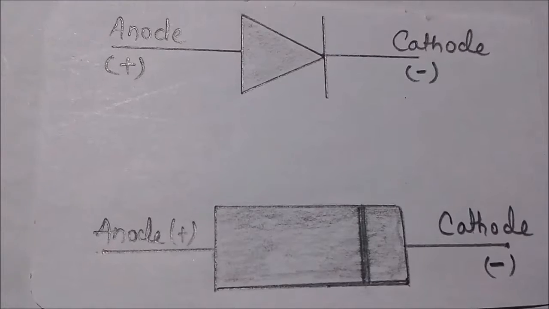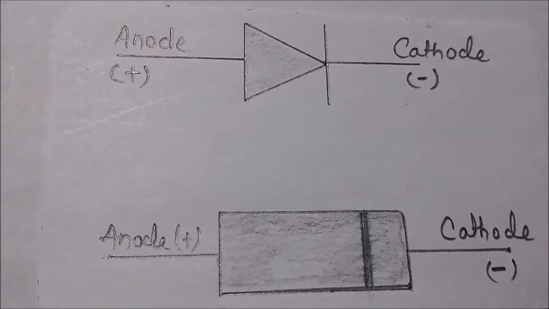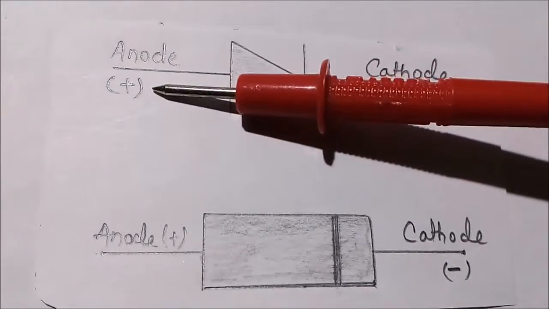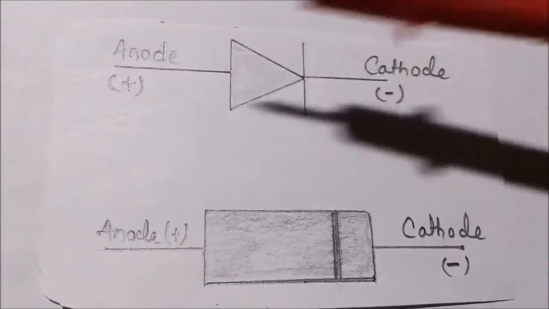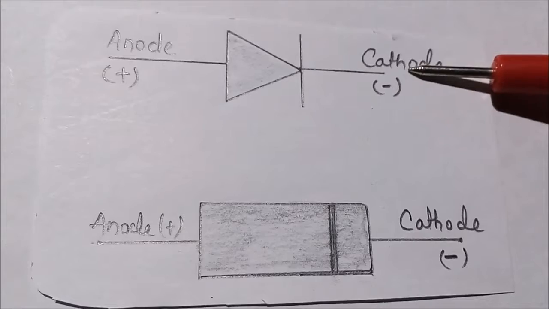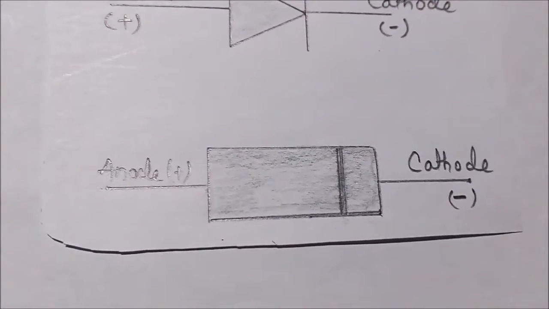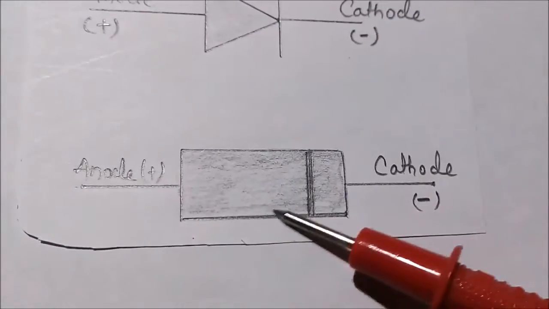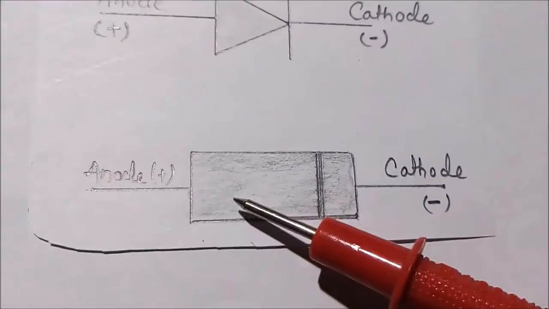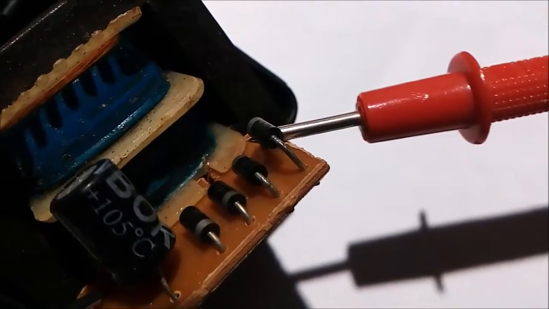This is the symbol of the diode. The diode has two terminals. This is the positive terminal of the diode, which is the anode, and this is the negative terminal of the diode, which is the cathode. And this is the real view of the diode, with the anode here and the cathode there.